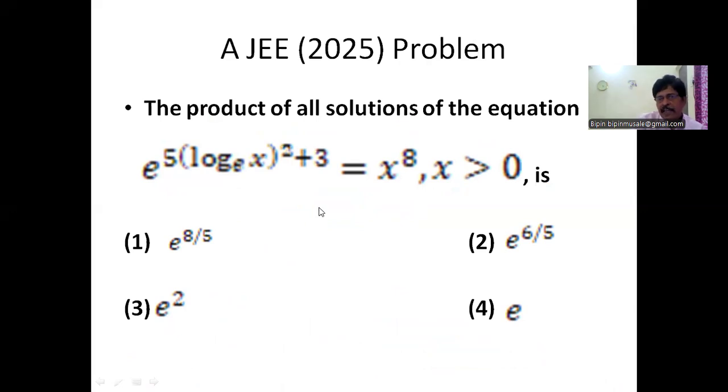See, e to the power 0, that is 1. It is not a solution, that we know. e is the solution. That means 1 into e. The product cannot be e, right? So this option is ruled out because the product of the two solutions cannot be e, right?